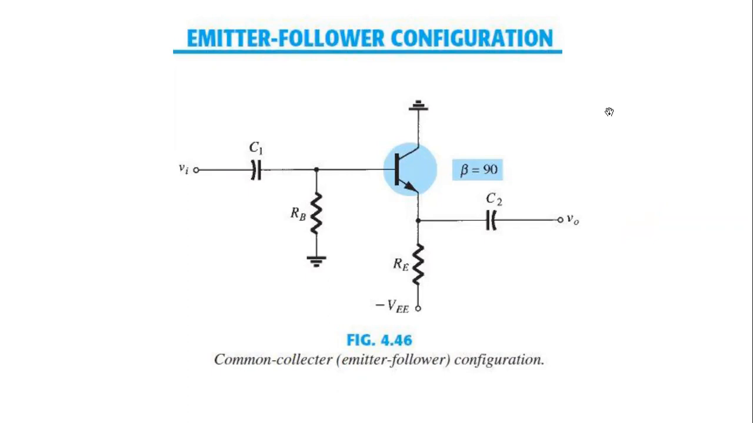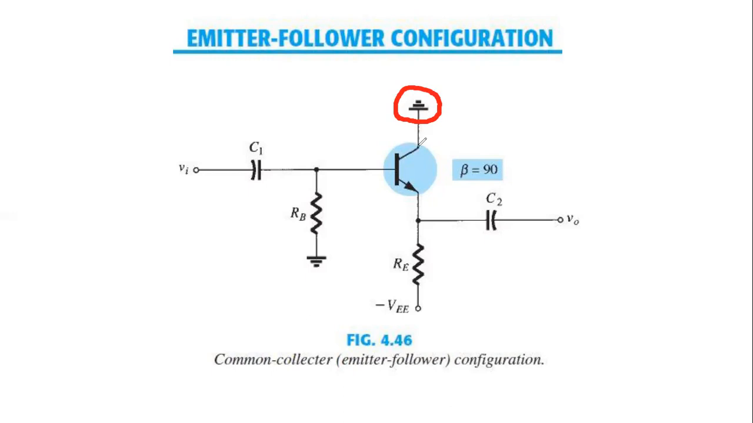So what is the emitter follower configuration, the common collector configuration? We know that now the collector will be grounded. There are conditions: if it is common base, the base will be grounded; if it is common emitter, the emitter is grounded; if it is common collector, the collector will be grounded. How can we see that this is a common collector?